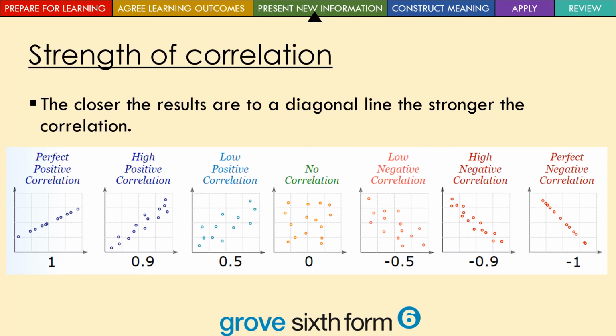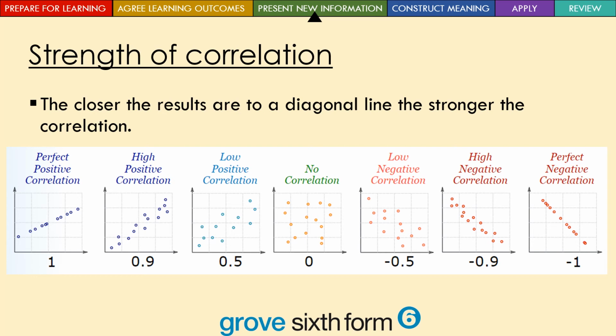In the middle here, we have no correlation, and as we start to move towards the negative end, we can see that they start to become closer and closer again to that negative trend line, and the closer they are to it, the more perfect the negative correlation is. So we have perfect at the end here, we have quite high strong correlation here, and we have weaker moderate correlation here. The numbers that you can see underneath each of these scatter graphs are the correlation coefficients.